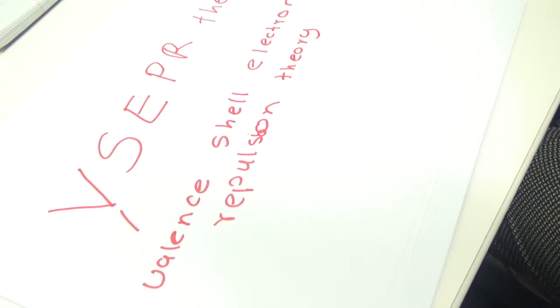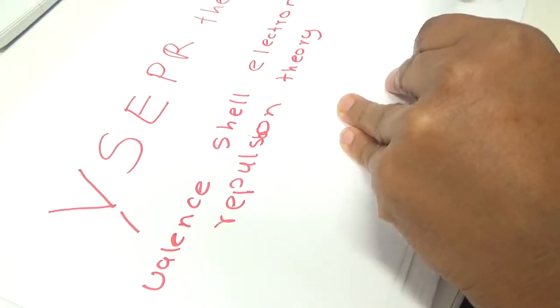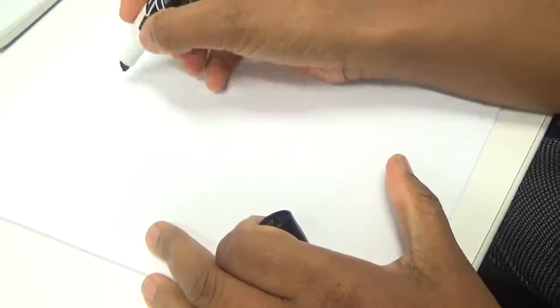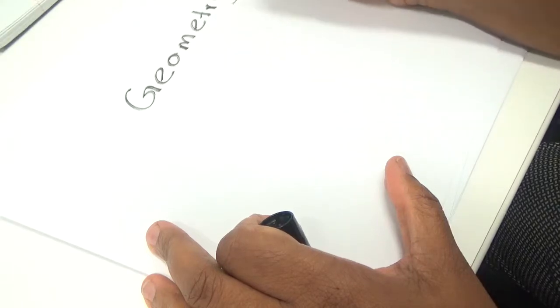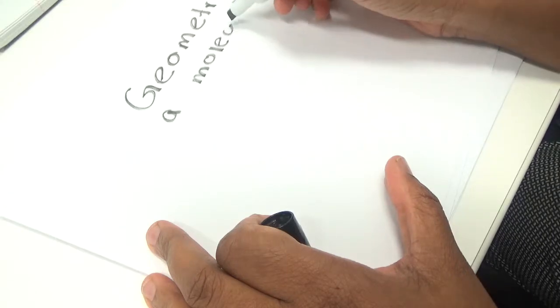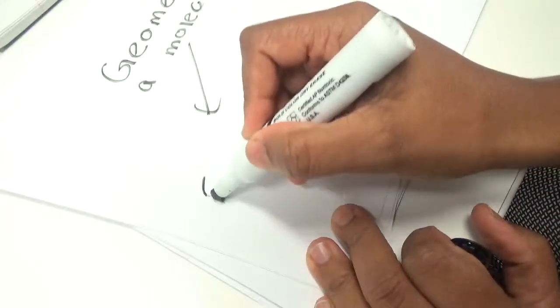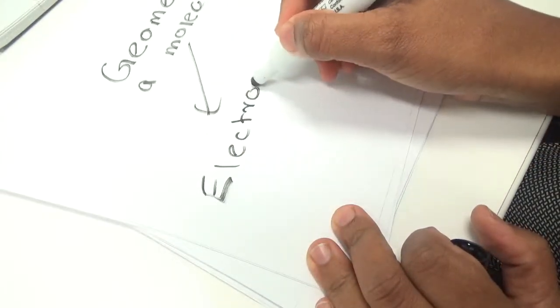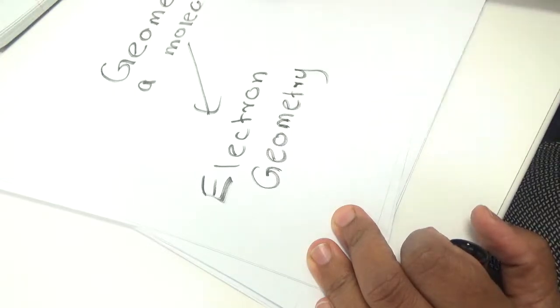So in terms of the geometry of a molecule, there are two types of geometries you need to know. One is electron geometry and the other is molecular geometry.